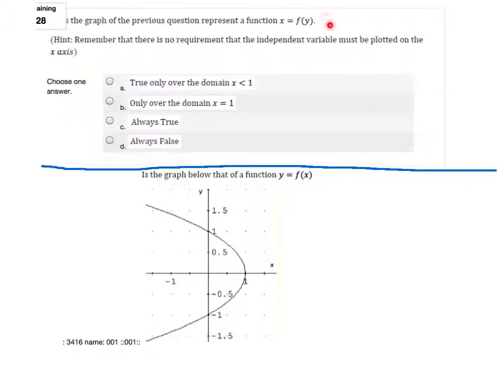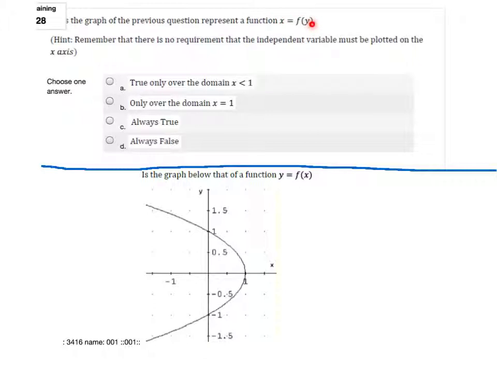Okay. So the question being asked is, if you treat x as the dependent variable and y as the independent variable, can you arrive at this function? Can you say that x is some function of y? This is what it's asking.